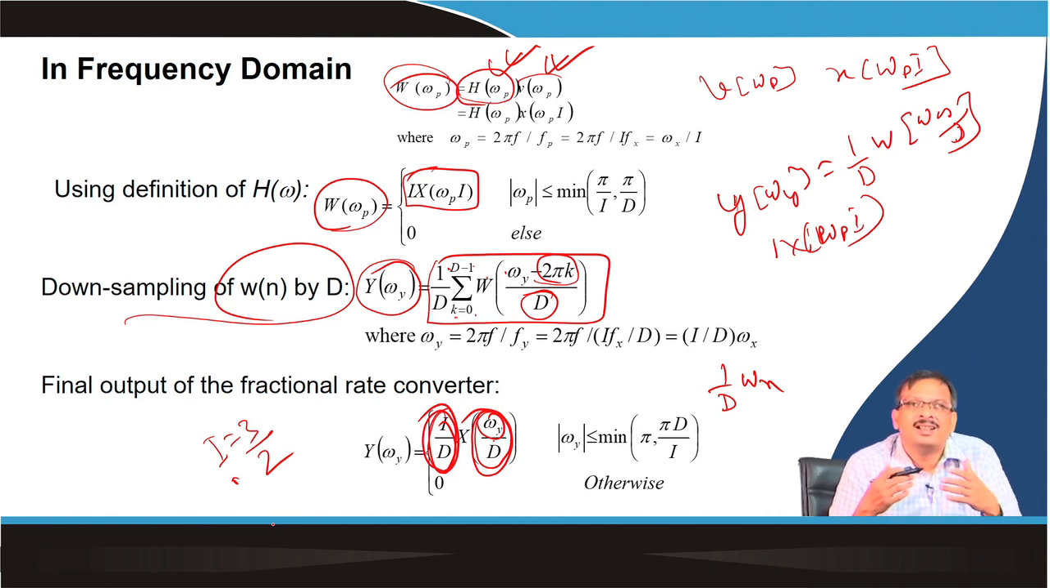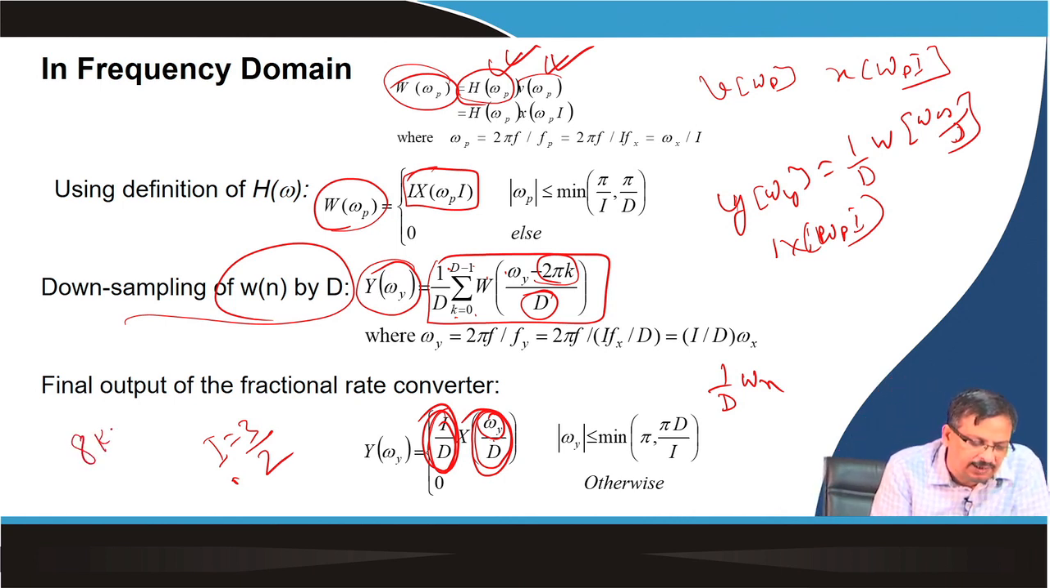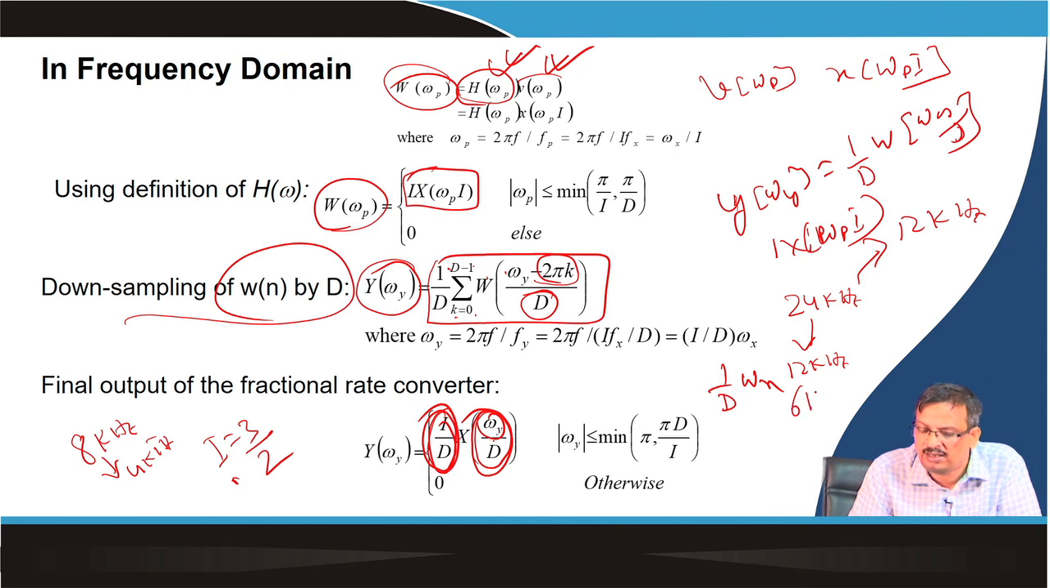So, in terms of frequency, let us say I have an 8 kilohertz signal. So, the maximum frequency content is 4 kilohertz. Now, once I upsample by 3 times, that means 24 kilohertz, so the maximum frequency content is 12 kilohertz. Then downsample by 2 times, that means 12 kilohertz, and the maximum frequency content is 6 kilohertz.